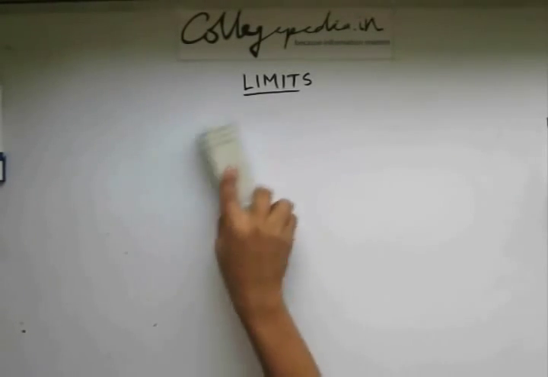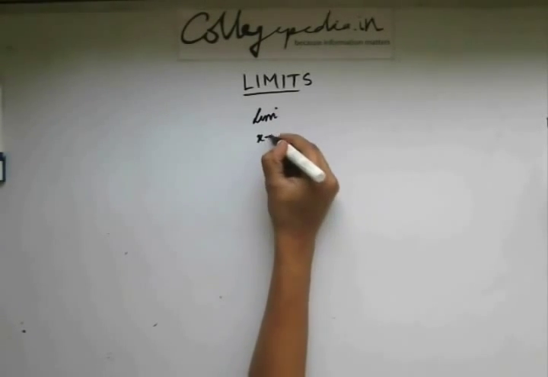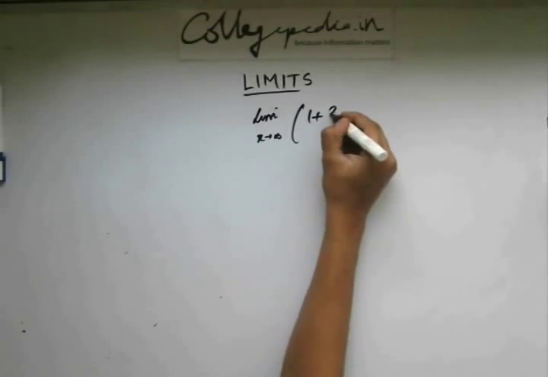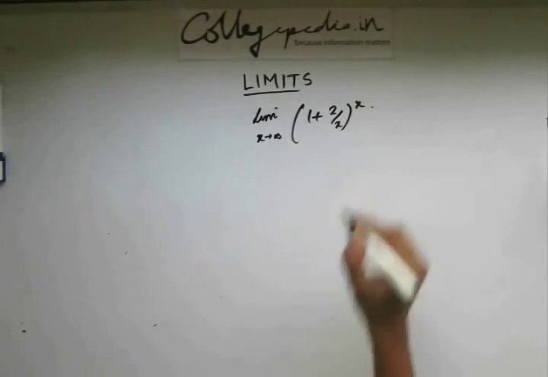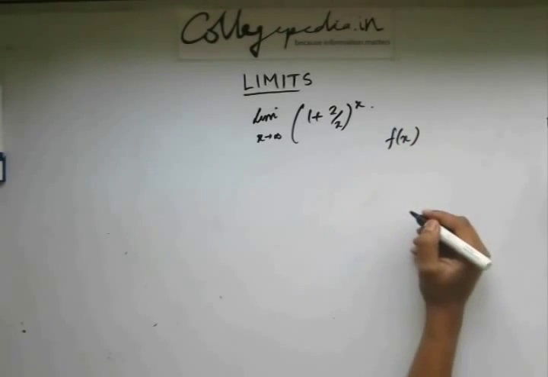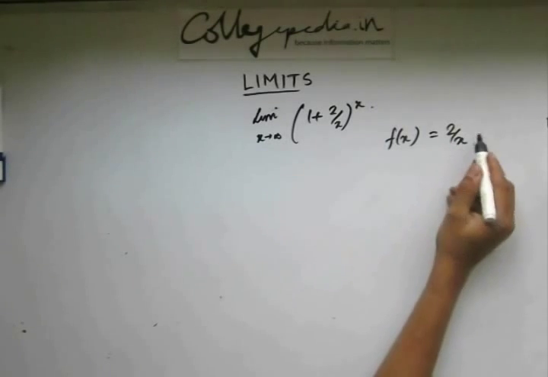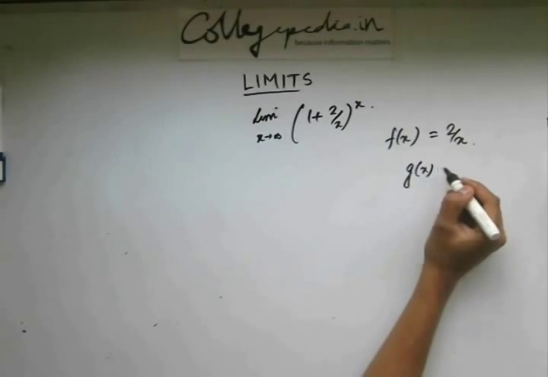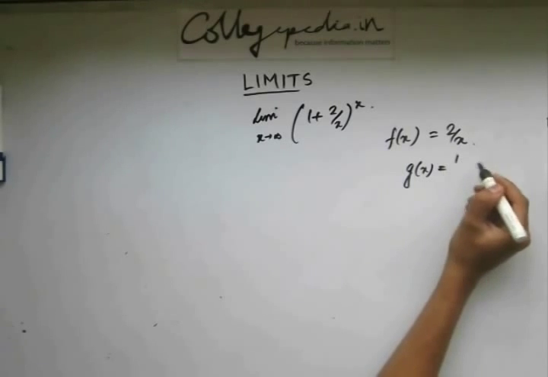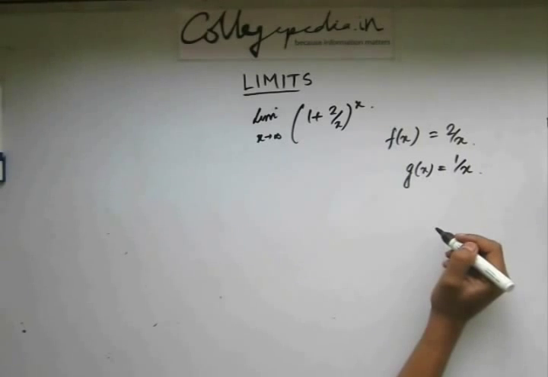Let's say the same example which I told you before. Let's say I have been asked to evaluate this limit: x approaches infinity, 1 plus 2 by x, to the power x. In this question you can see that my f x is 2 by x, and you can see that f x approaches 0 as x approaches infinity, so this is my f x, and my g x is 1 by x, right?